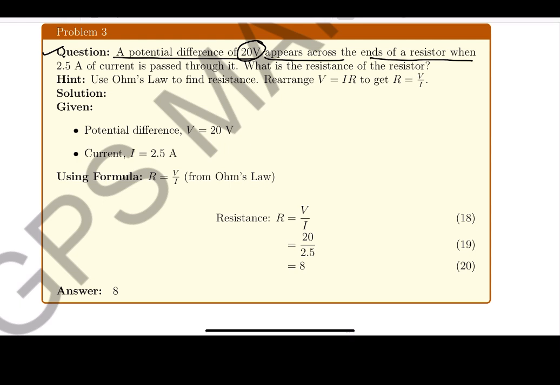Question number 3 is a potential difference of 20 volt appears across the end of a resistor when 2.5 ampere of current is passed through it. What is the resistance of the resistor? So there are 3 steps. First is given. What is given? Given is potential difference of 20 volt. Voltage is 20 volt, across the end of the resistor when current is 2.5. Current is 2.5, passed through it.